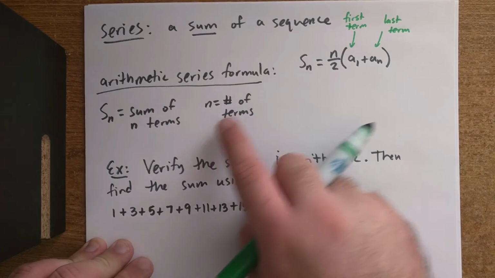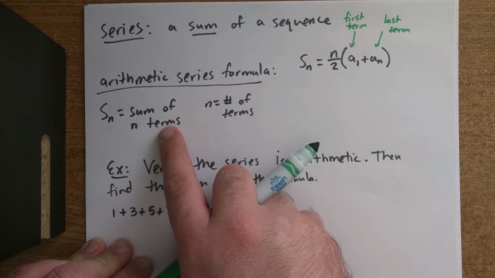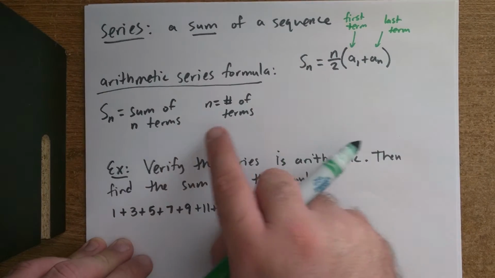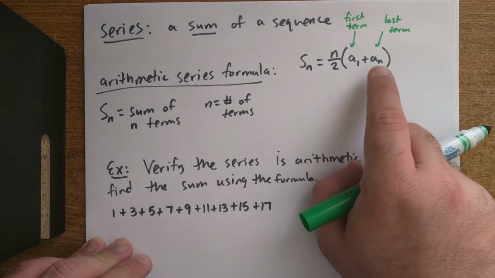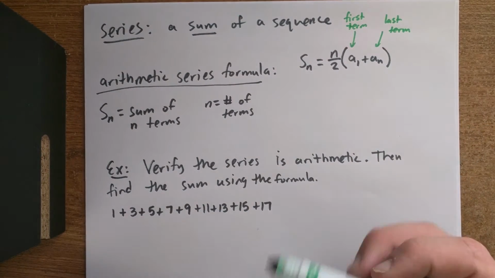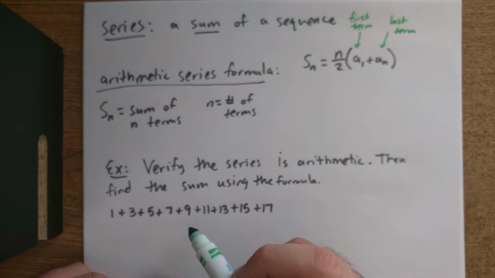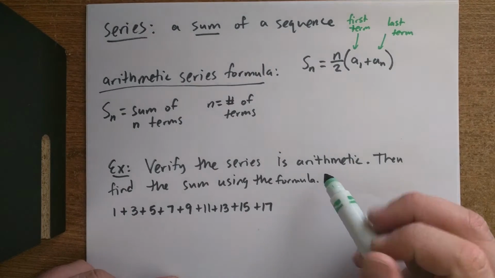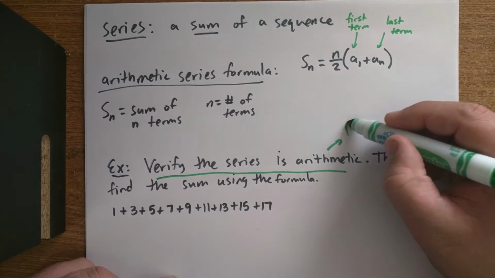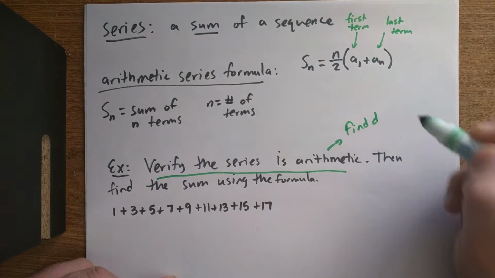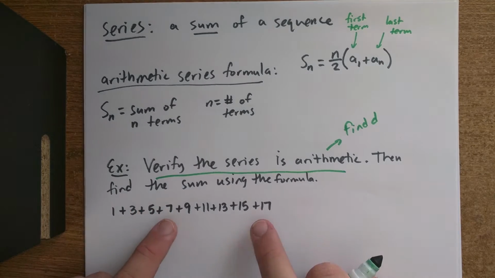So I'll tell you what these mean. S sub n means the sum of the first n terms. N is the number of terms, and a sub 1 is your first term, a sub n is your last term. So this example says, verify the series is arithmetic, meaning we're going to find D. Then we're going to find the sum using the formula.